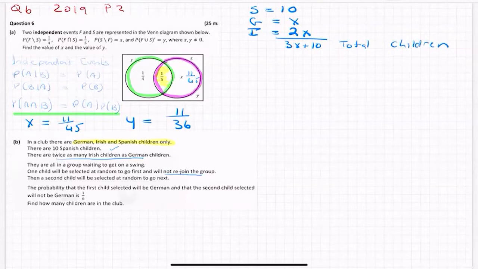Okay, they're all waiting to go on the swing. One child will be selected and will not rejoin, then a second child. So I have two kids. The probability that the first child will be selected is German. So 2 chosen. The first one is German and the second one is not German.